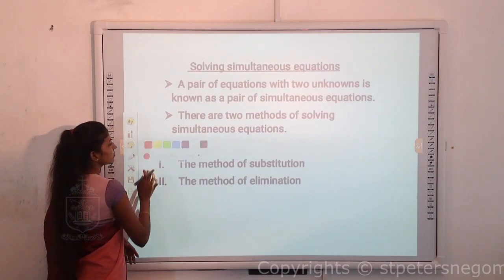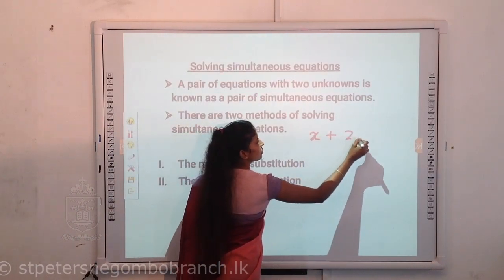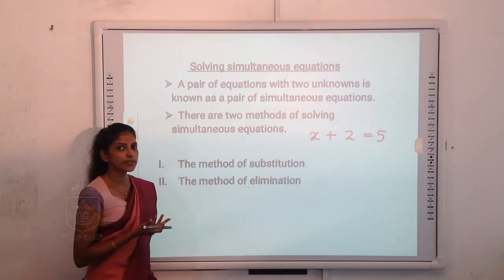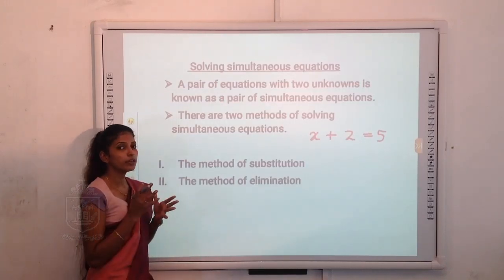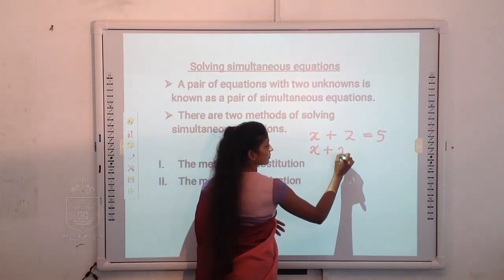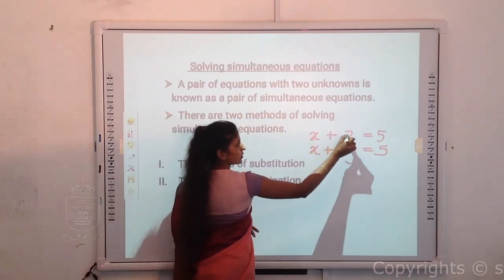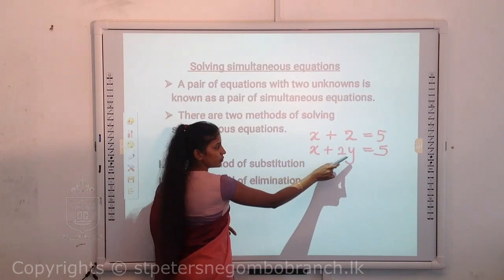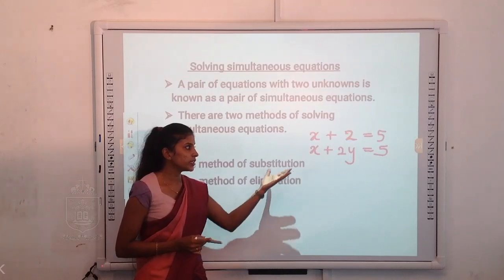So like this, it is x plus 2 equals 5. So here you have only one unknown term. But what do you mean by simultaneous equations? We can go for simultaneous equations if we have two unknown terms. That means an example like this. Now in this equation you can see this is 2. So here you have only one unknown x. But when you consider this equation, there are two unknowns.